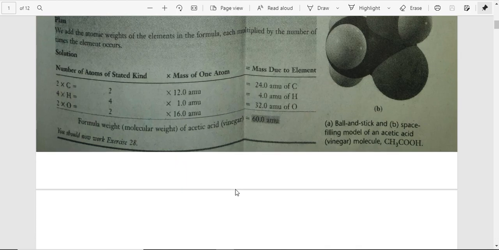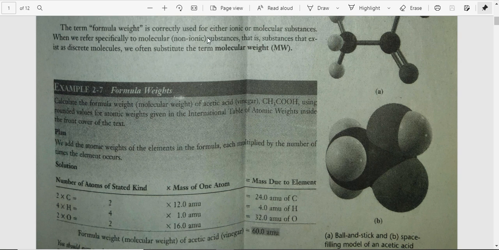Okay, the term formula weight is correctly used to either ionic or molecular substances. When we refer especially to molecular or non-ionic substance, that is substance that exists as discrete molecules, we often use the term your molecular weights. Okay, so ang molecular weight kag ang mga formula weight, ang ila distinct nga difference is formula weight ginagamit sa mga ionic and molecular substances. Pero if it is molecular or your non-ionic na substance, you use the term nga molecular weight.